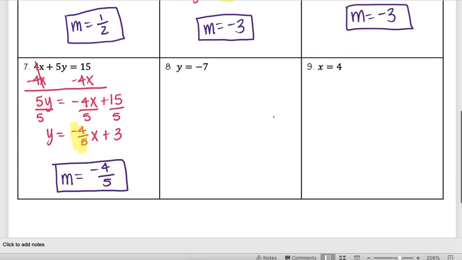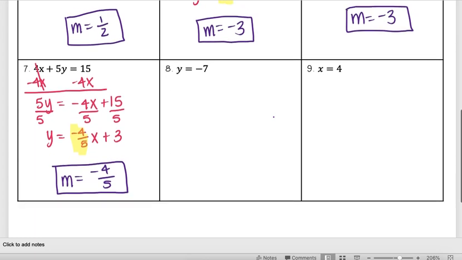Number 7, on the other hand, you do need to go through the whole process. So first I subtracted 4x from both sides, and then I divided every single term by 5. And so I got that my slope was negative 4/5. Okay, now number 8 and 9.